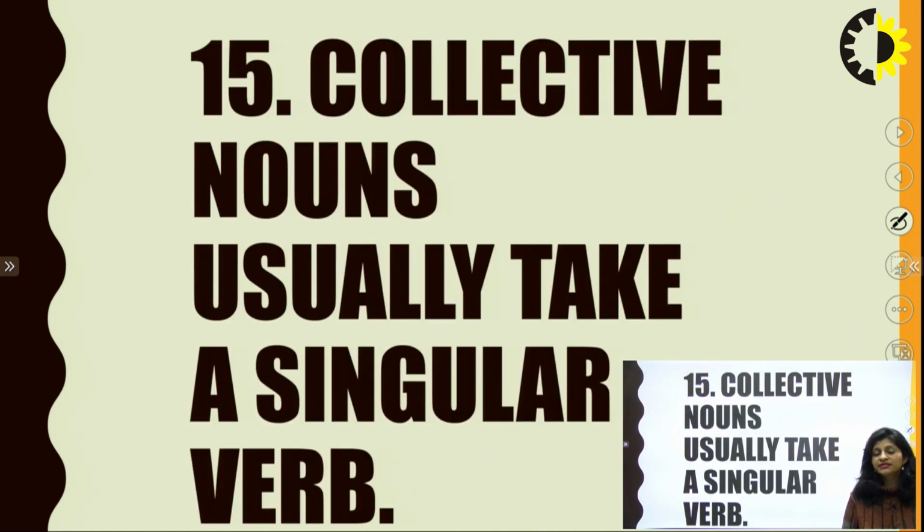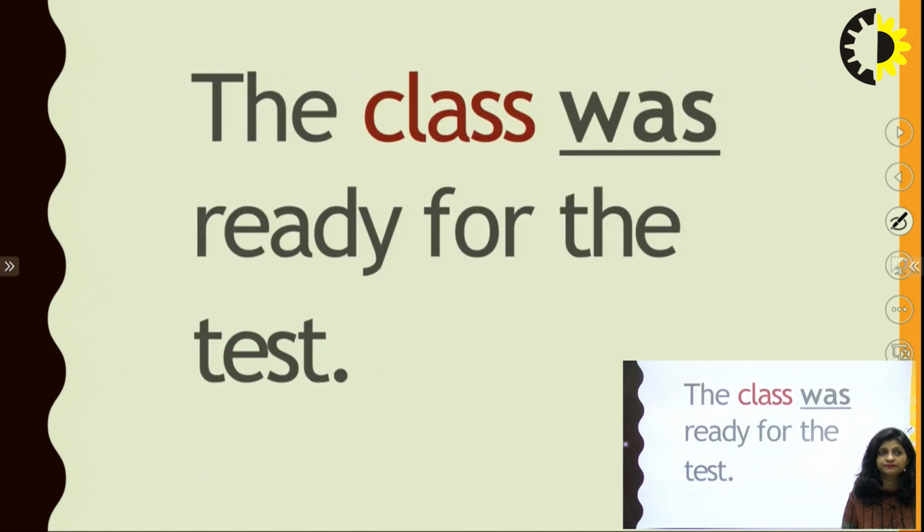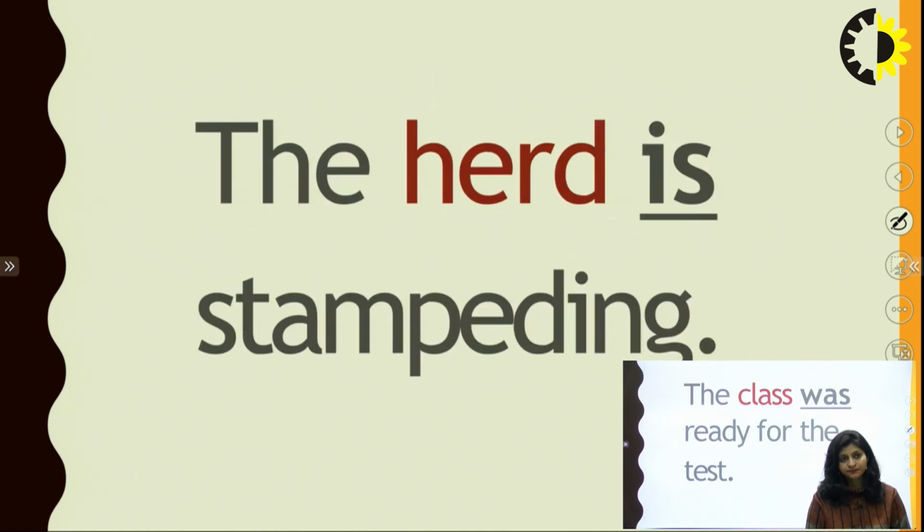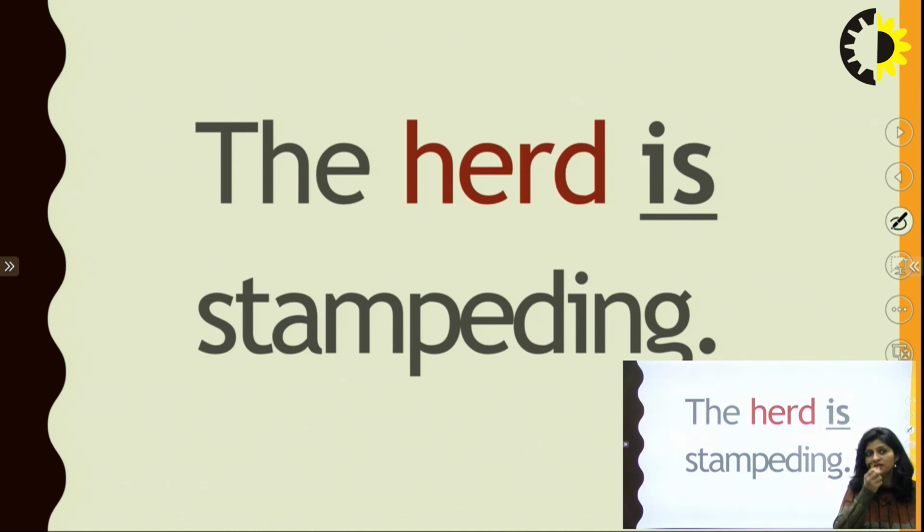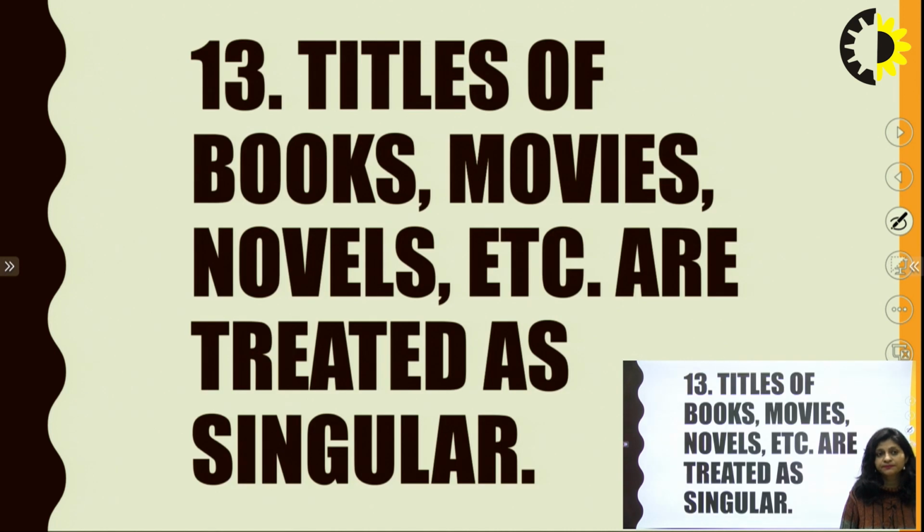Collective nouns usually take a singular verb. For example, the class was ready for the test. The herd is stampeding.